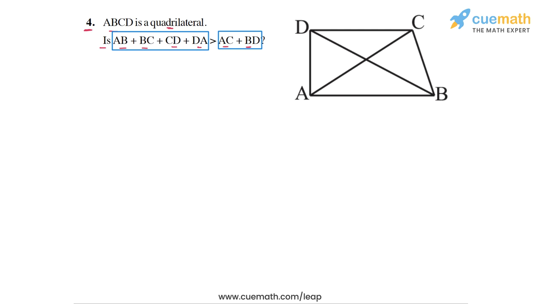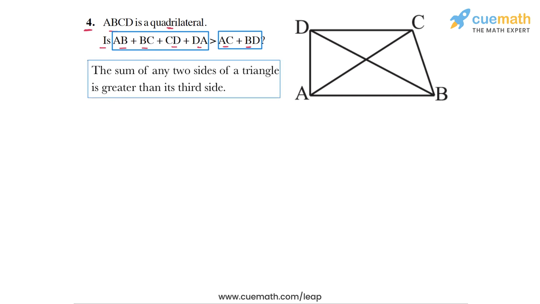sum of its diagonals. Now this question is based on the triangle inequality, which says that the sum of any two sides of a triangle must be greater than its third side. And we will apply this property to four different triangles in the quadrilateral. First, we will apply it to triangle ABC, which I have highlighted. Observe the figure carefully.